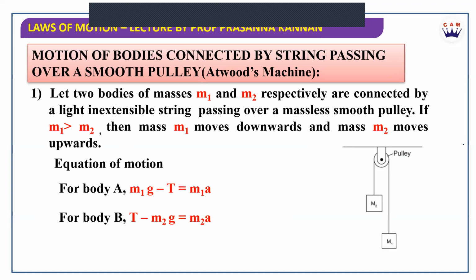Now what about M2? What is the free body diagram? What is acting? M2G downwards. What is acting upwards? Tension. Which is greater, tension or M2G? Tension. Why? Because it is moving up. So tension minus M2G is equal to M2A. So you have two equations, two unknown variables. What are they? Tension and acceleration.